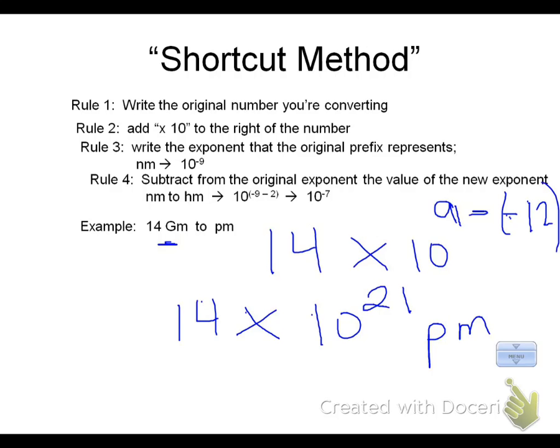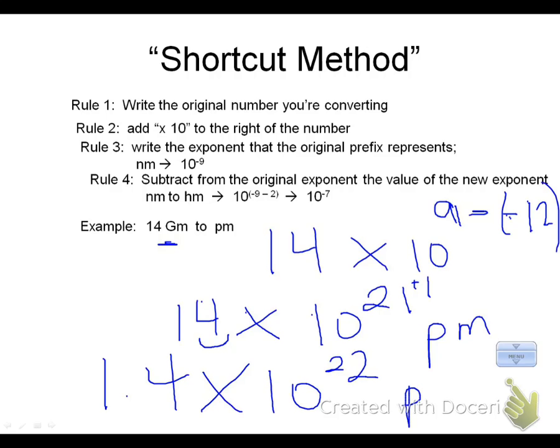An enormous number. Put it in scientific notation. We need to go from here to here. So that's adding one more. So plus 1. So the final answer in perfect scientific notation is 1.4 times 10 to the 22nd picometers.